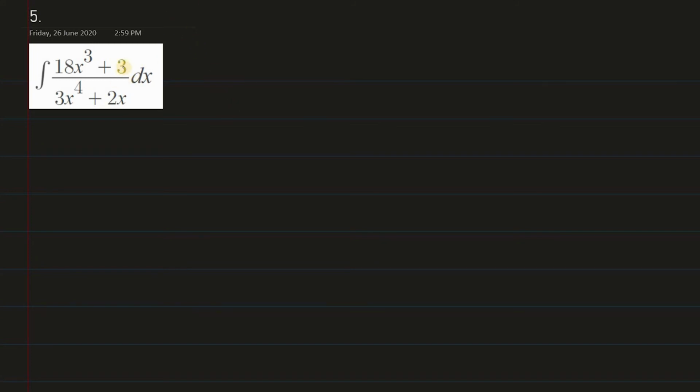Problem number 5. Medyo komplikado kasi kung makikita, hindi natin to pwedeng i-divide kasi mas mataas yung degree sa denominator kaysa sa numerator. So, let u be equal to, ano ba yung mas komplikado sa dalawa? Di ba yung denominator? So, ito yung gagawin kong u. Bakit mas komplikado? Kasi mas mataas yung degree. Okay? So, magiging 3x raised to 4 plus 2x.